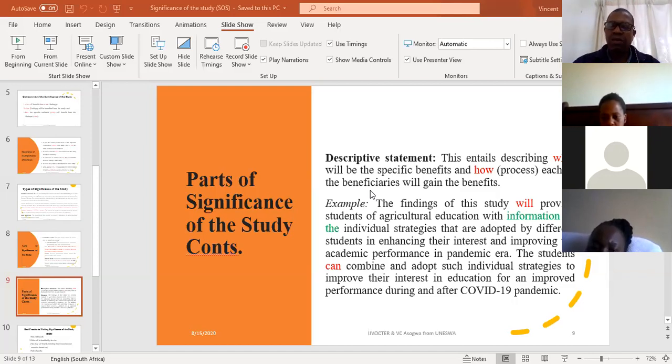The next one is how. And I said the students can combine and adopt such individual strategies to improve their interest in education for an improved performance during and after COVID-19 pandemic. Because it is different ideas that different people have developed, the students will be able to see, okay, this one is okay, this one is okay. He'll try to bring 2 or 3 and adapt them to improve on his own. And I've stated how. And the how is that they can combine it and adopt it. That is the how we're talking about. So it's very important that when you come to the descriptive statement, use 2 sentences if possible.